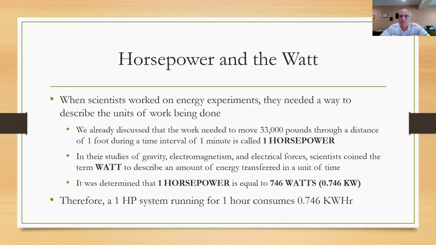If you knew how much your electrical utility was charging you for kilowatt hours, you multiply those cents, say 15 cents, times the 0.746 times the number of hours that you run, and you can figure out how much it costs to run your pump. But we'll get into all that on our next video.